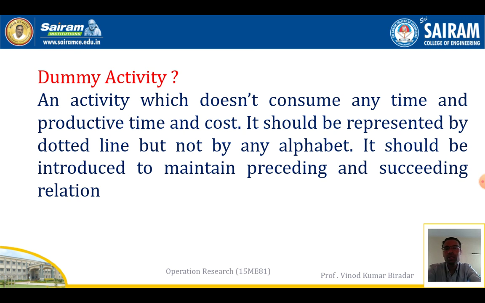So sometimes a dummy activity is also used. Dummy activity means it does not consume any time, productivity, time or cost. It should be represented by a dotted line but not by an alphabet. It should be introduced to maintain the preceding and succeeding relationship. So sometimes while solving a problem, the given problem may be unbalanced, and at such a time we use a dummy activity. So a dummy activity is always represented by a dotted line, and it does not have any time and cost. It is just a waste activity. We are just balancing the given question. Okay, that is the main use of a dummy activity.